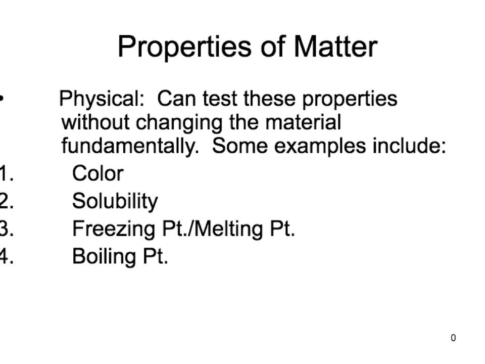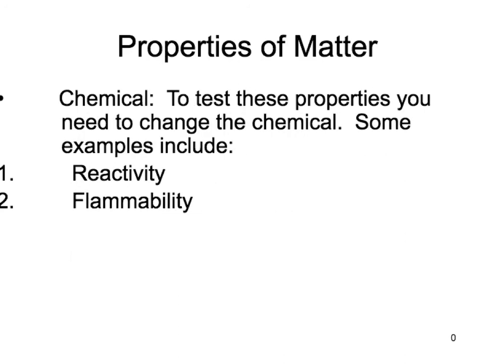Okay, so properties of matter. Physical, you can test these without changing the material, just a physical change. Color, solubility. Again, if I dissolve sugar in water, it's still sugar. If I do any type of phase change, if I determine the freezing point or boiling point of something, I'm really just physically testing it. It's still what it was. Chemical, though, to test these things, I need to change the chemical. Is something flammable? Well, I have to light it on fire, and then it's not what it was before.